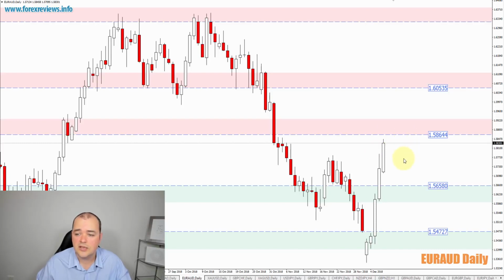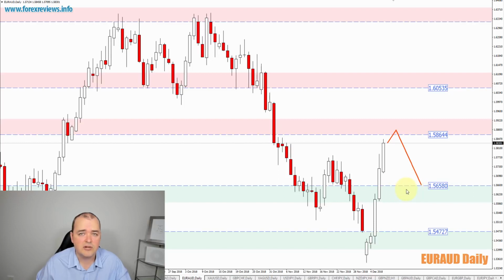What I'd like to hold in this market this week is the 158.64 zone area as an area on this market where I'm just looking for bearish evidence. And if you see bearish evidence in this area, then potentially looking for a move all the way down to the 156.58 zone area.